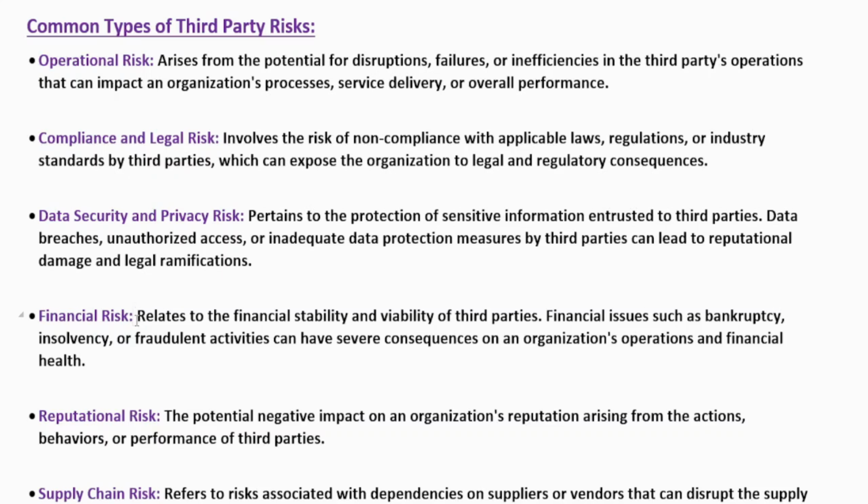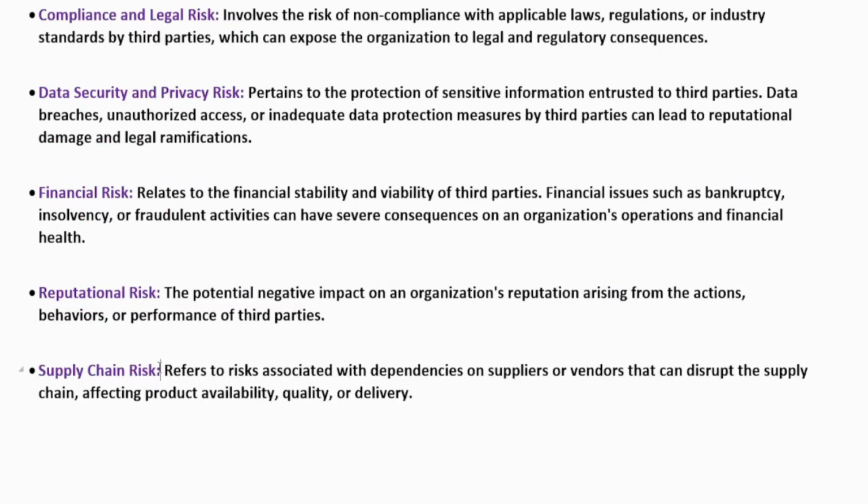Okay, the next type is reputational risk. Basically, it is the potential negative impact on an organization's reputation arising from the actions, behaviors, or performance of third parties. Okay, the sixth type is supply chain risk. It refers to risk associated with dependencies on suppliers or vendors that can disrupt the supply chain, affecting product availability, quality, or delivery. For example, assume there is a company that manufactures electronic devices, and due to natural disasters, they face supply chain disruptions. So that is an example of supply chain risk.